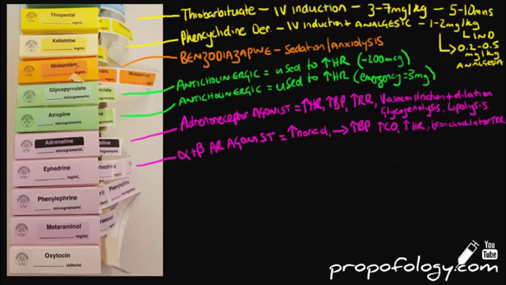Phenylephrine is an alpha-1 agonist. It has absolutely no effect on the beta receptors and will cause an increase in systemic vascular resistance via vasoconstriction. This will increase your blood pressure due to increased preload to the heart, and therefore might cause a reflex bradycardia.